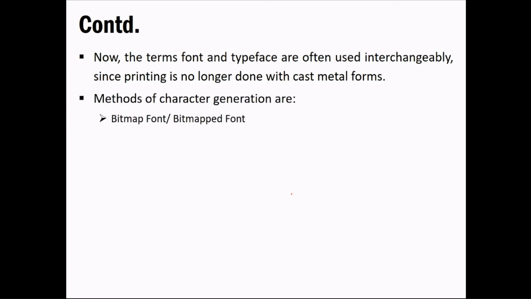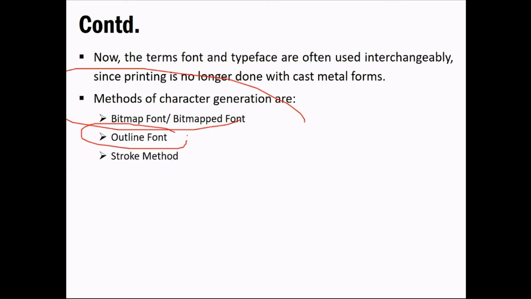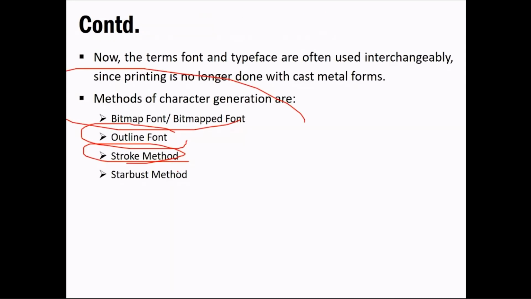Now the methods of character generation in computer graphics. We have four such methods, so you can write them down. First is the bitmap font. Second is the outline font. Another is the stroke method, and one more is the starburst method. This can be asked for 1 or 2 marks in the examination, where you just have to give a description. Now the very first one is the bitmap font.